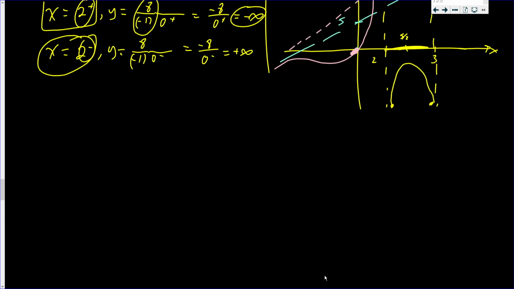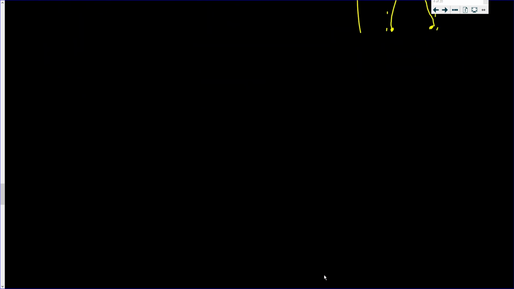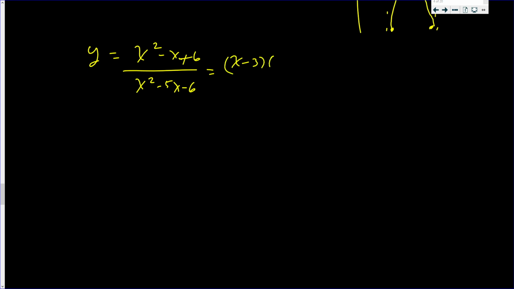Let us try one more. Suppose you were asked to graph y is equal to x squared minus x plus 6 all over x squared minus 5x minus 6. Well, if you factor the numerator, you get x minus 3 times x plus 2, negative 3 and positive 2.